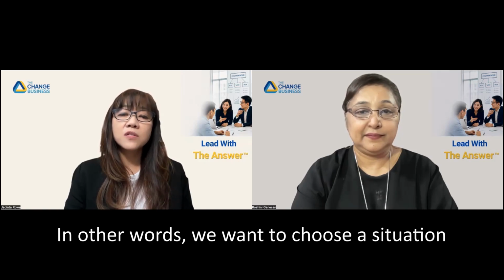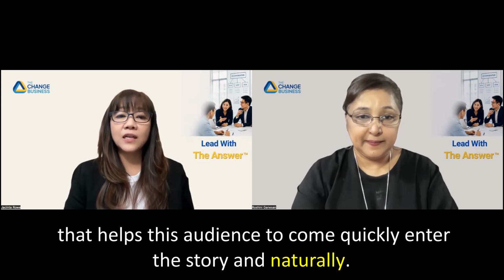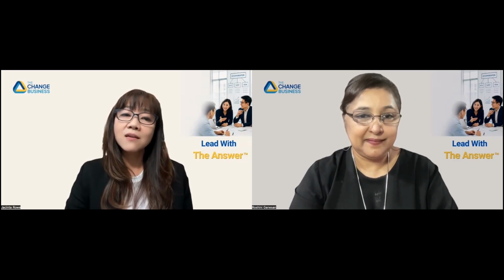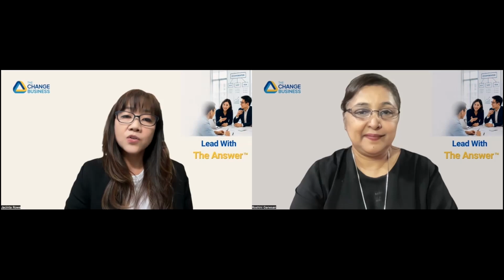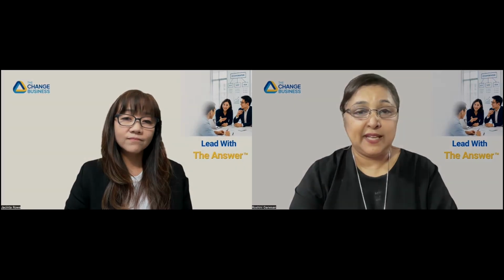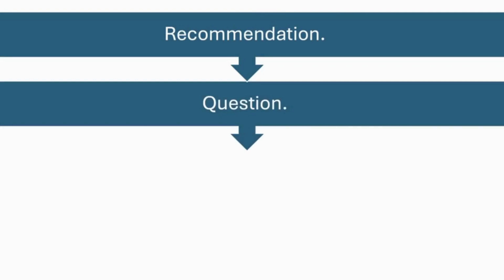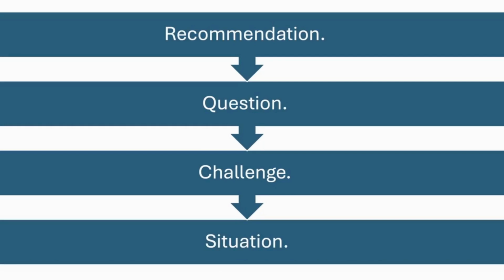In other words, we want to choose a situation that helps this audience to come quickly into the story, quickly and naturally. And if the audience cares most about risk, choose a situation that frames the risk context. And if they care most about customer impact, speed, cost, efficiency, or control, choose a situation that connects directly to that. So the thinking process often looks like this: recommendation, then the question that comes before the recommendation, then what was the challenge that led to the question, and then only the situation. But when you're presenting and you're articulating that thinking process, you start with, here's the situation.